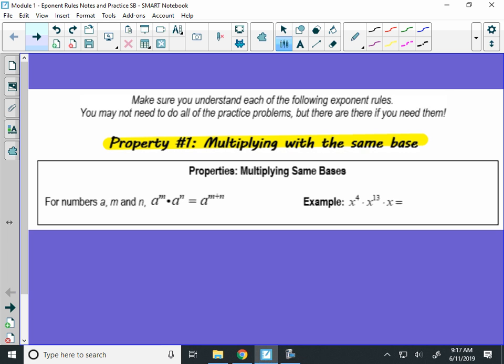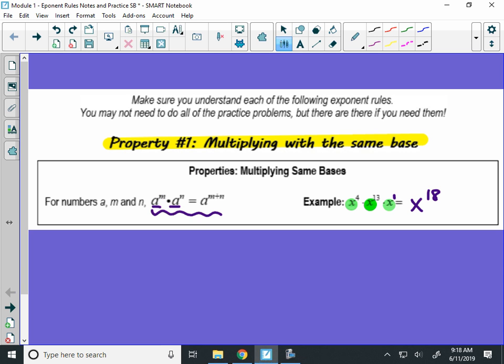So this rule says if I have x to the 4th times x to the 13th times x, what happens? Well, we call this multiplying with the same base because every term here has an x as its base of the exponent. Now the rule says, according to what it has on the left here, that if you have the same base like a, you end up adding the exponents. Well, I have a 4, a 13, and there's an invisible 1 there. When I add 4 plus 13 plus 1, that is 18. So it's going to be x to the 18th power. That's how this is going to go.